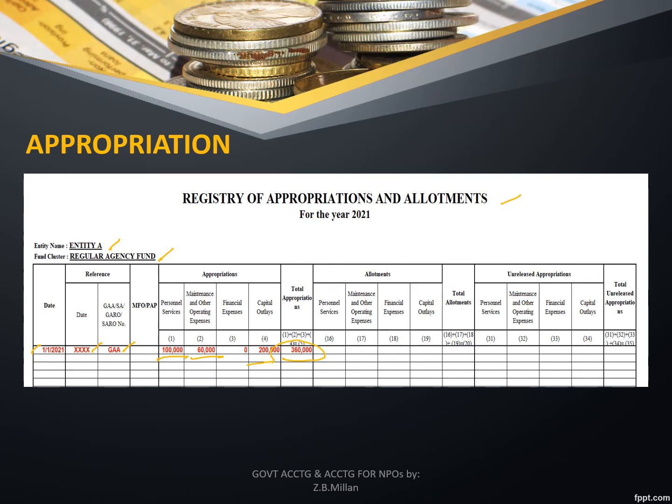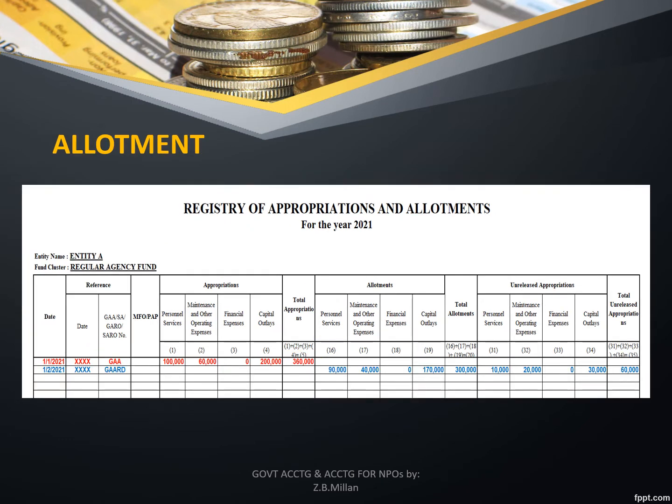Okay? After the appropriation, let's say for example, we have received from the DBM the authority to incur obligation in the form of allotments. How do we record allotments? The receipt of allotment is posted or recorded into two registries. First, in the RAPAL or the Registry of Appropriations and Allotment, and then in the Registries of Allotments, Obligations and Disbursement or the RAOD. First, how do we record the receipt of allotment in our RAPAL?